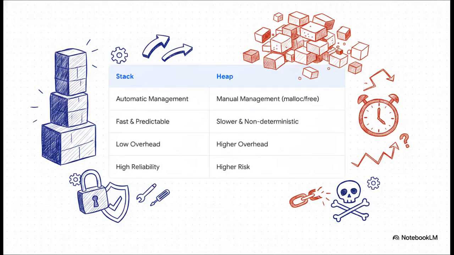So let's just put them side by side. The stack is automatic, it's fast, it's predictable, and it's highly reliable. The heap is manual, it's slower, it's non-deterministic, and it carries some pretty significant risks. This is a fundamental trade-off that every single embedded engineer has to think about. For a lot of industrial, medical, or safety-critical applications, the risk of using the heap is just way too high.